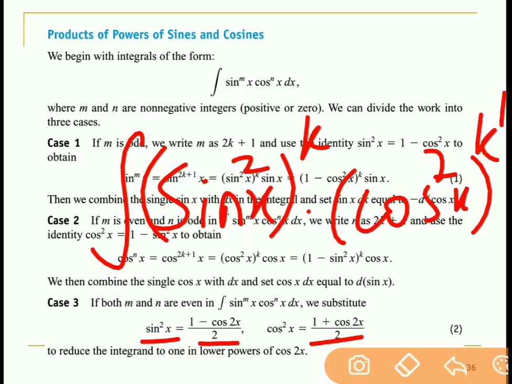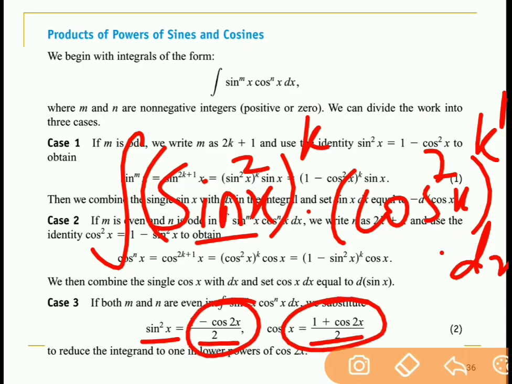This different k will be, let's say, k dash, because it is not necessary that m and n are equal. They can be unequal but both even, so they will be multiples of 2. We can write sin square x raised to k into cos square x raised to k dash, where k and k dash are constants but different. Now sin square x can be replaced with 1 minus cos 2x by 2, and cos square x can be written as 1 plus cos 2x by 2.